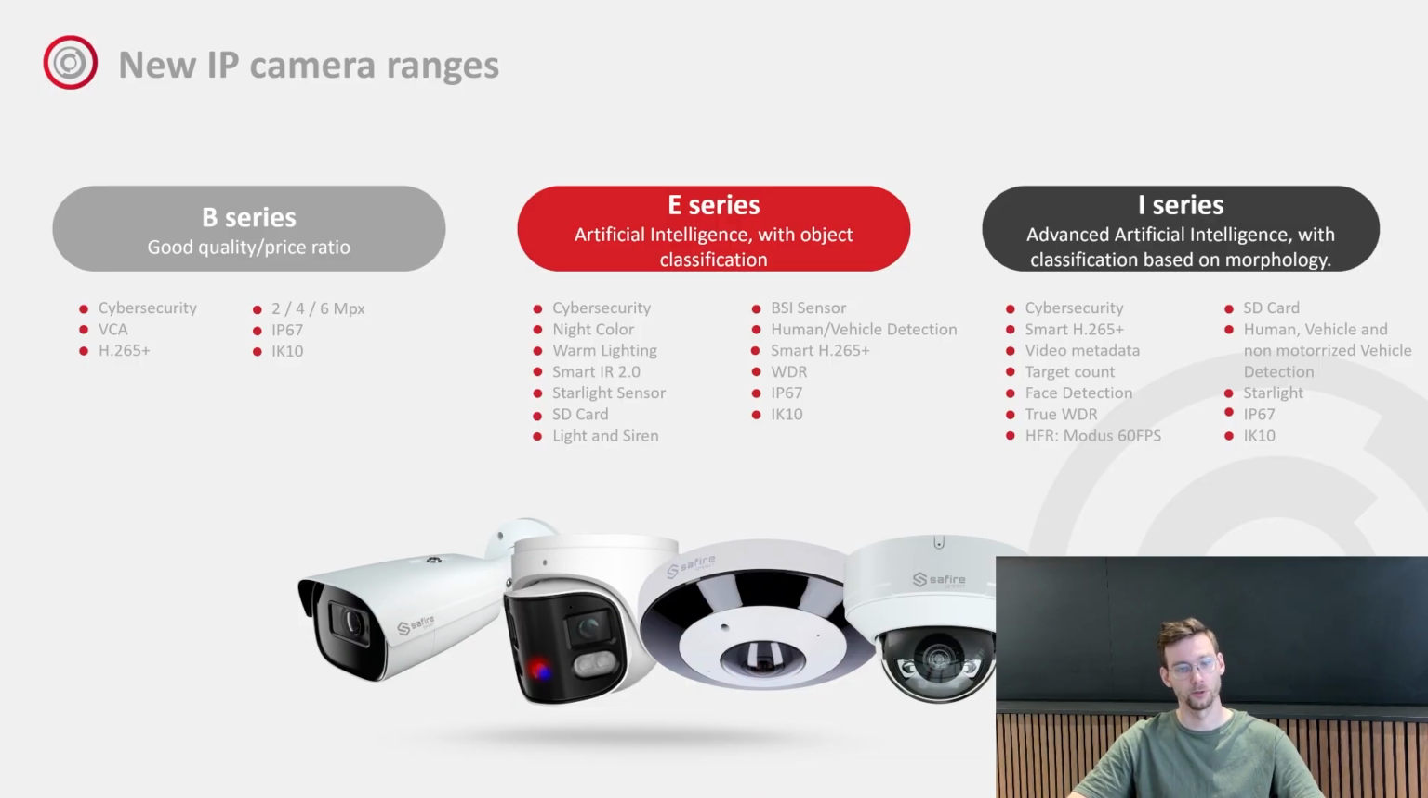We have obviously the option of target counting after a line crossing. So with a camera installed at the entrance of a shop or store, you can check how many people enter and exit the shop. We have face detection as well. If you really want a complete camera, you have to go with the I series.